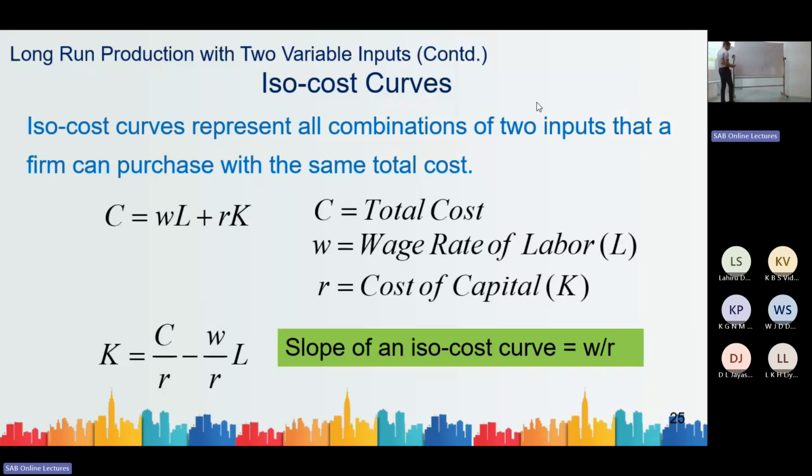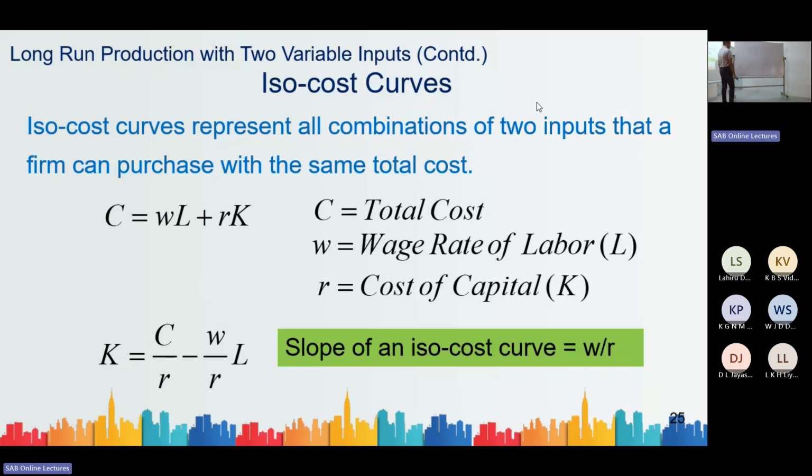How much is it? Total cost divided by the wage rate. This is the maximum amount of labor that can be bought with the total cost. Total cost is 10,000 and the wage rate is 500. So at maximum, 20 units of labor can be bought. So this number should be 20. If the numbers are given to you, you can easily derive this line. For that, you need to calculate only this value and this value.